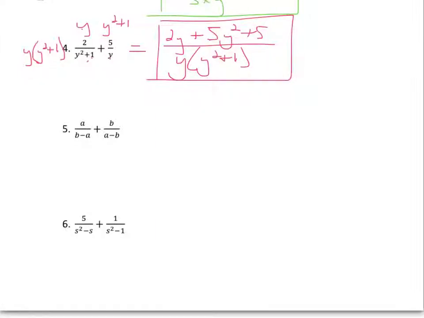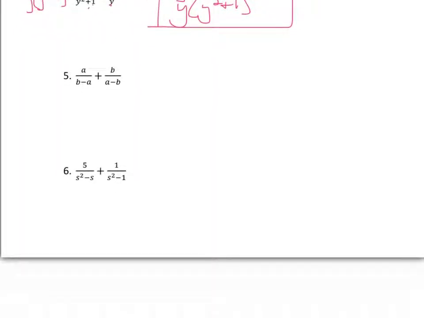Alright, number 5 here. We have a over b minus a plus b over a minus b. Now this is one that's a little bit tricky. One thing that you might notice here, of course you could multiply them together. Okay, you could multiply these together, absolutely, and get a bigger factor, but that's not the least common multiple.